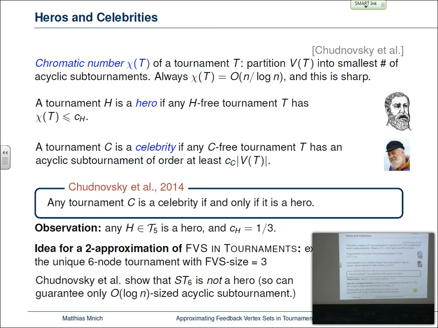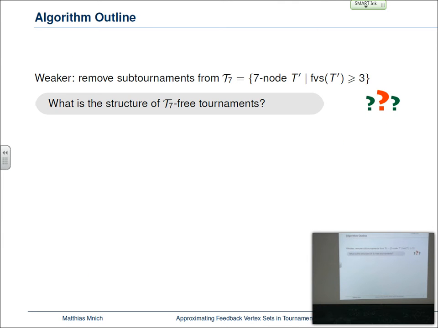But unfortunately, it turns out that this ST6 is not a hero. So even if you exclude the ST6, you cannot guarantee anything better than in a random tournament. So this approach is not going to work like this. That's why we do something weaker. Instead of getting a 2 approximation, we settle for a 7/3 approximation. And we remove the 7-node tournaments which need a feedback vertex set of size at least 3.